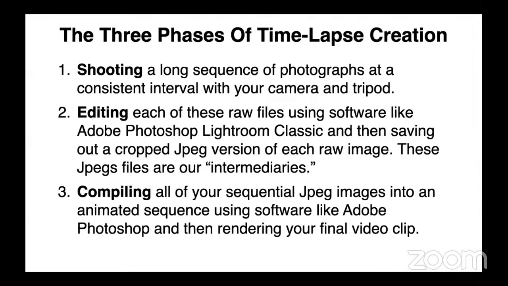So again, the three phases of creation. We're going to shoot a long sequence. We're going to edit our raw files, what we created out there in the field. We're going to spit out a set of JPEGs, what I call intermediaries. Then we're going to compile those all together to make an animated sequence.